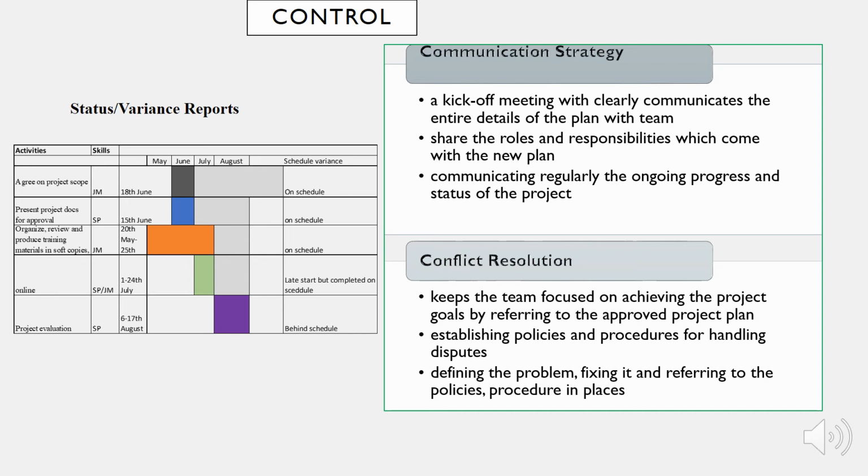When conflict happens, it needs to be resolved carefully and transparently by referring to and consulting the policy and procedure in place, and the project manager needs to facilitate a productive team discussion to get the proper solution.